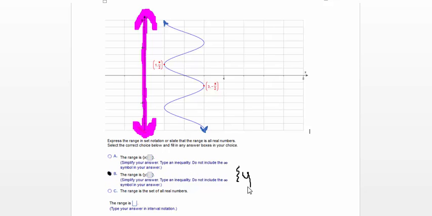So notice that I'm looking at these instructions and it's telling me not to use the infinity symbol. So I wouldn't choose B then, because the only way I could write that using set notation is to use the infinity symbol. So I choose C. The set of all real numbers is my range. And then if I want to write that as an interval, that's the interval from negative infinity to positive infinity. You never use square brackets with the infinity symbol, always the parenthesis.